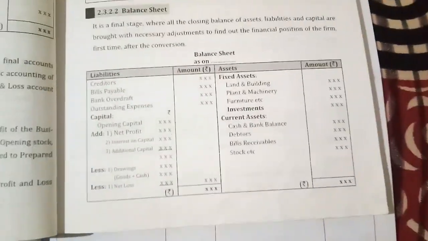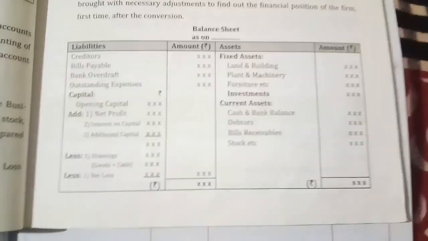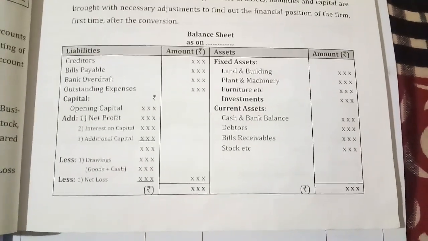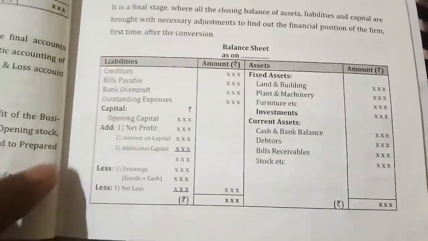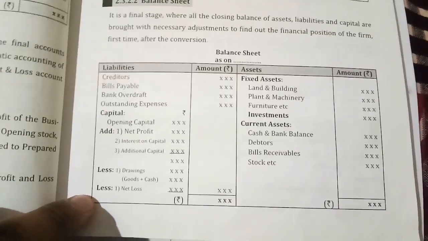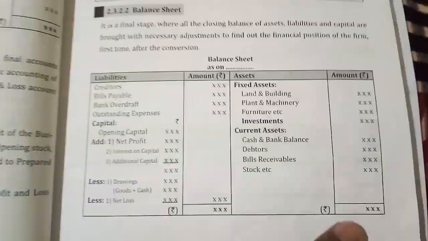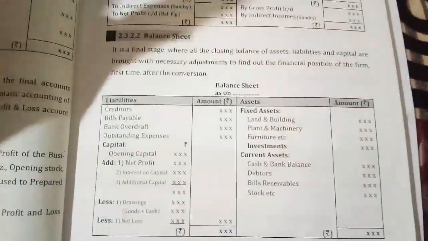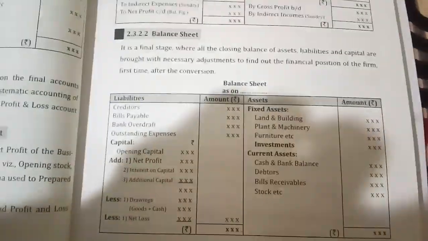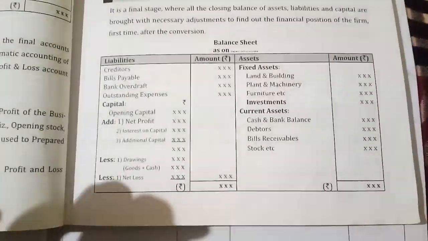Then last, balance sheet. I think everyone knows how to prepare a balance sheet. There is no problem for anyone, because balance sheet is the easiest. Here you will take less your drawings, net loss. The net profit and all will be plus additional capital, and interest on capital will be added. Here you can see, 2013 and 2014 are there. Two amounts they have given, so you will take 2014, you will not take 2013. So this was the whole format we have covered.